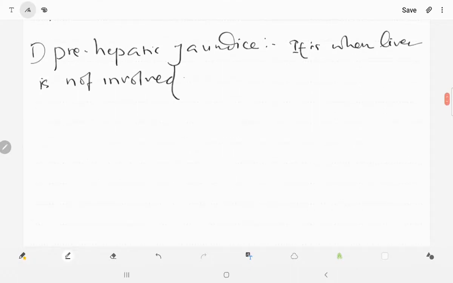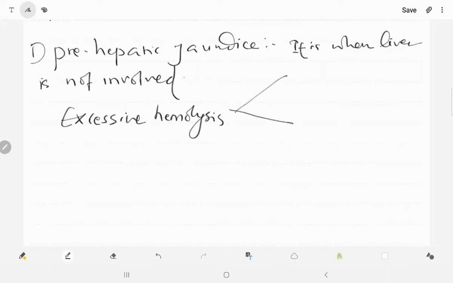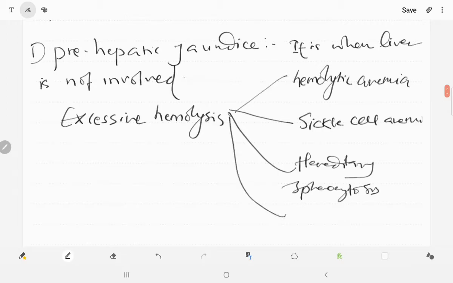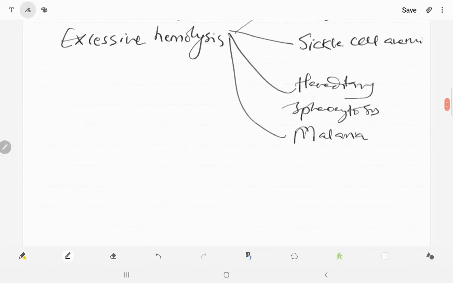We know that bilirubin comes from RBC. So when there is excessive hemolysis, due to hemolytic anemia, sickle cell anemia, hereditary spherocytosis, and infections like malaria that leads to hemolysis, there is excessive bilirubin production from RBC.